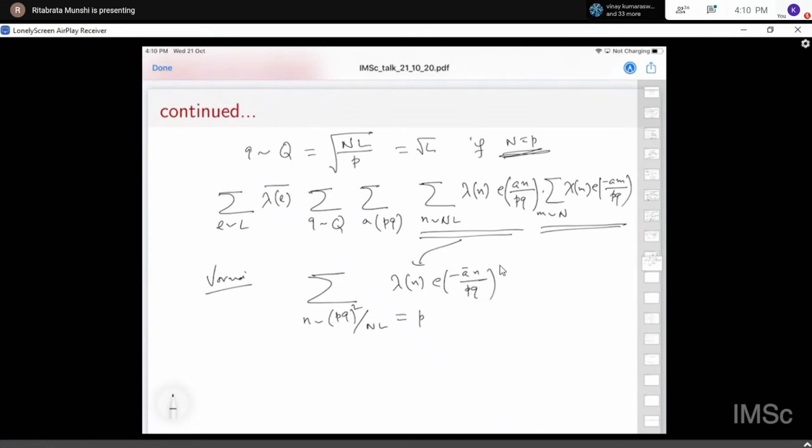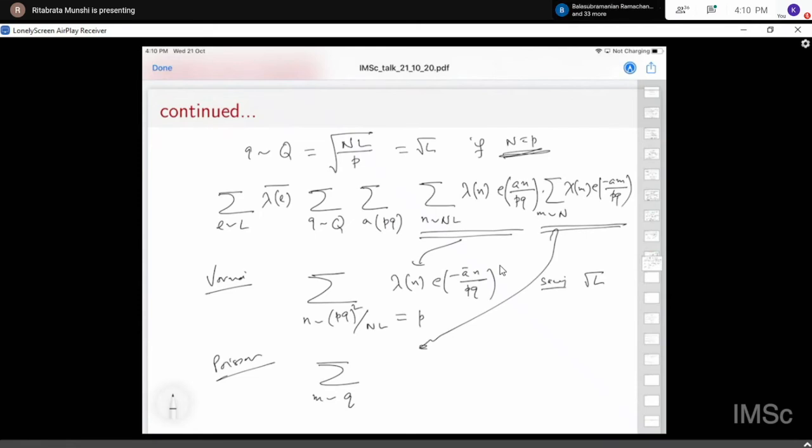So the saving here is much less. It's not square root of N anymore, it is just square root of L, because N and P are of the same size. Next, I apply Poisson to the sum here. Now we have a better bound, because our dual length is going to be PQ by N. So it's going to be just Q, right?